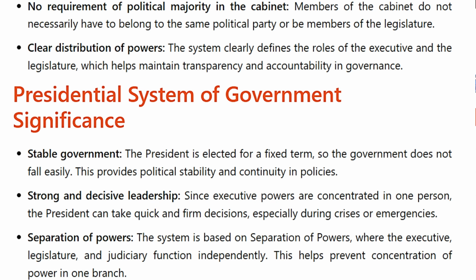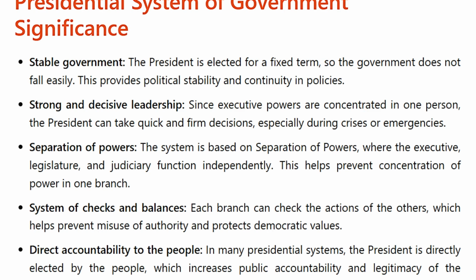Separation of powers. The system is based on separation of powers where the executive, legislature, and judiciary function independently. This helps prevent concentration of power in one branch. System of checks and balances. Each branch can check the actions of the others, which helps prevent misuse of authority and protects democratic values.